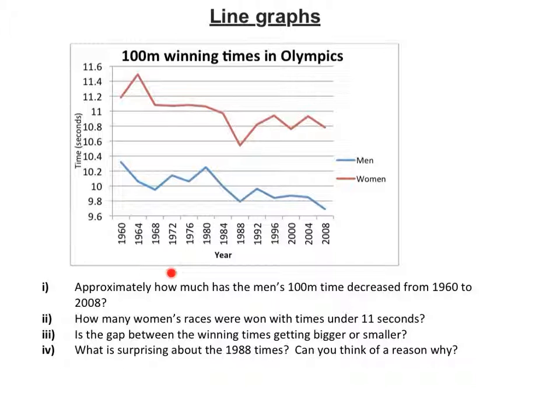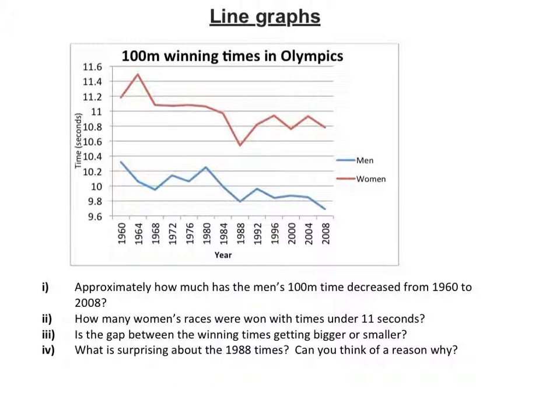We have two axes. We have the horizontal axis and its title saying year, so this is the year of the race. And then we have the vertical axis here, which is in time, seconds, so that tells us how fast the winning time was for each. And then we have a key here that shows us that the blue line is for men and the red line is for women. So let's answer the questions.